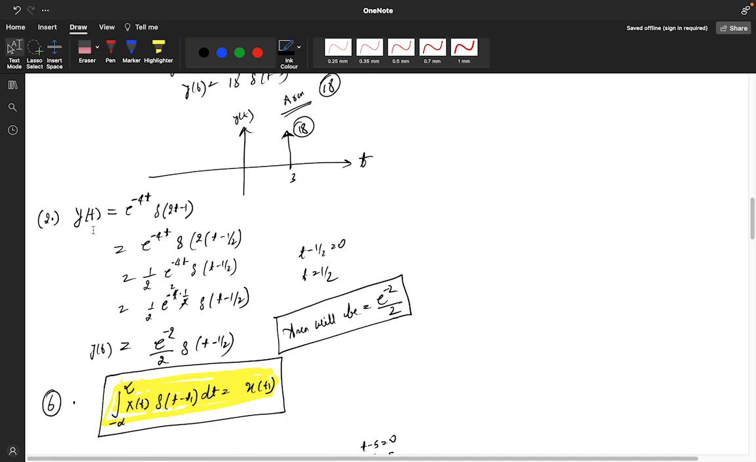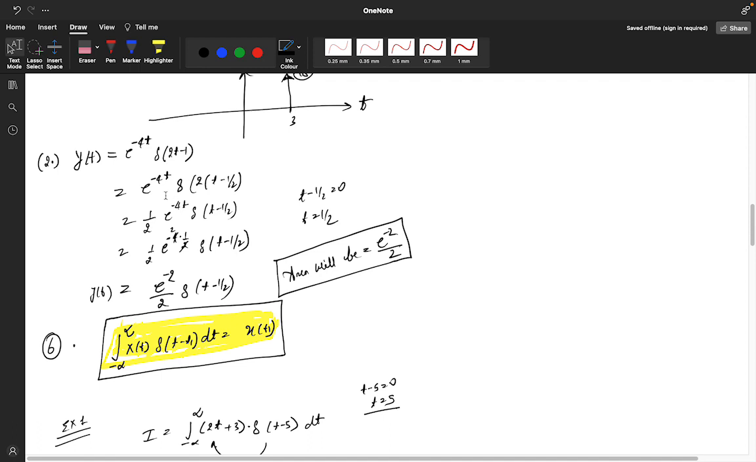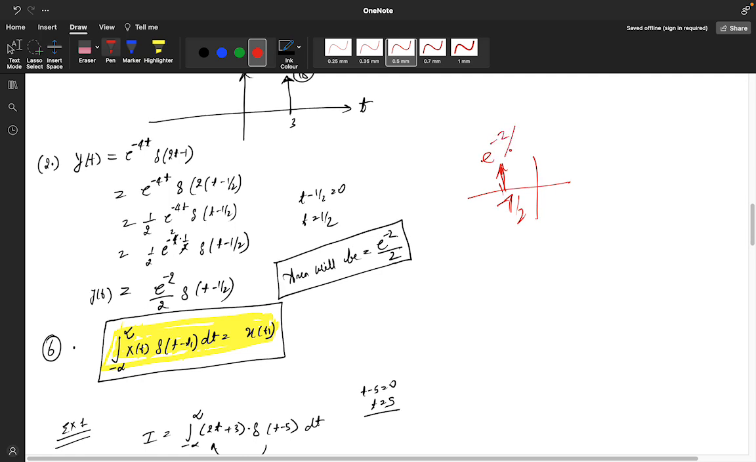So suppose you have an example, y of t equals e power minus 4t delta 2t minus 1. Okay, you have to do the scaling. First do the scaling, so you will get delta of t minus 1 by 2, and take the factor 1 by 2 outside. Now you have to put the value of t, so the t value we have is 1 by 2, substitute here and you will get e power minus 2 divided by 2 delta t minus 1 by 2. So at the 1 by 2 value you are getting a particular area, that is e power minus 2 divided by 2.